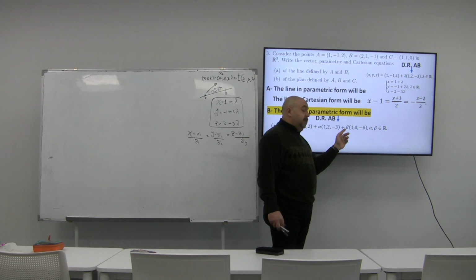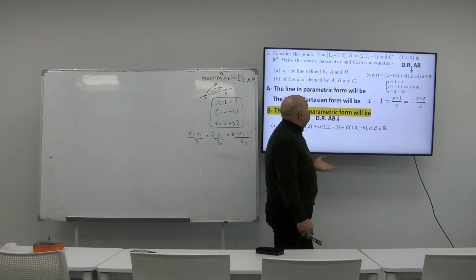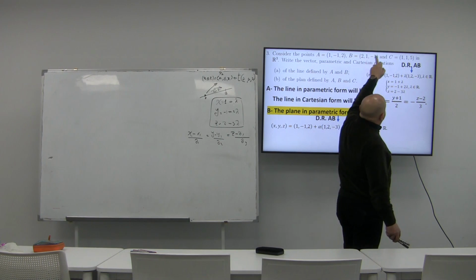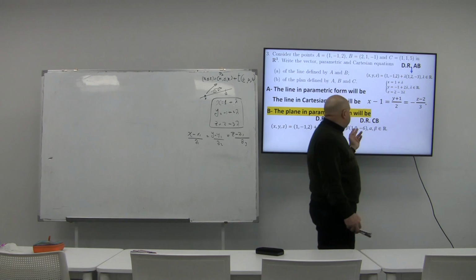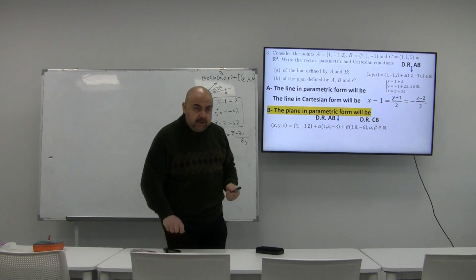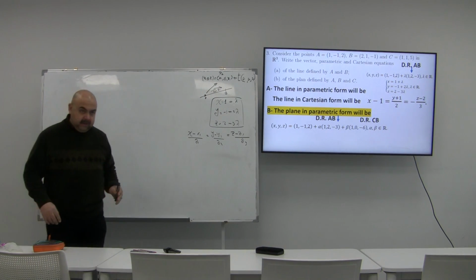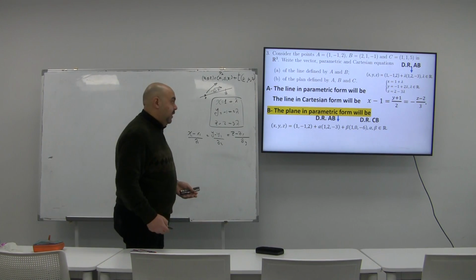Then plus beta, which is another constant, times the direction ratio of another difference between 2 points. I've used here C and B, so all I have to do is get 2 minus 1, 1 minus 1, negative 1 minus 5, which is going to come up in this case. This is the parametric representation of a plane in 2 dimensions, as you can see. Okay, I'm sorry, the parametric equation of a plane.